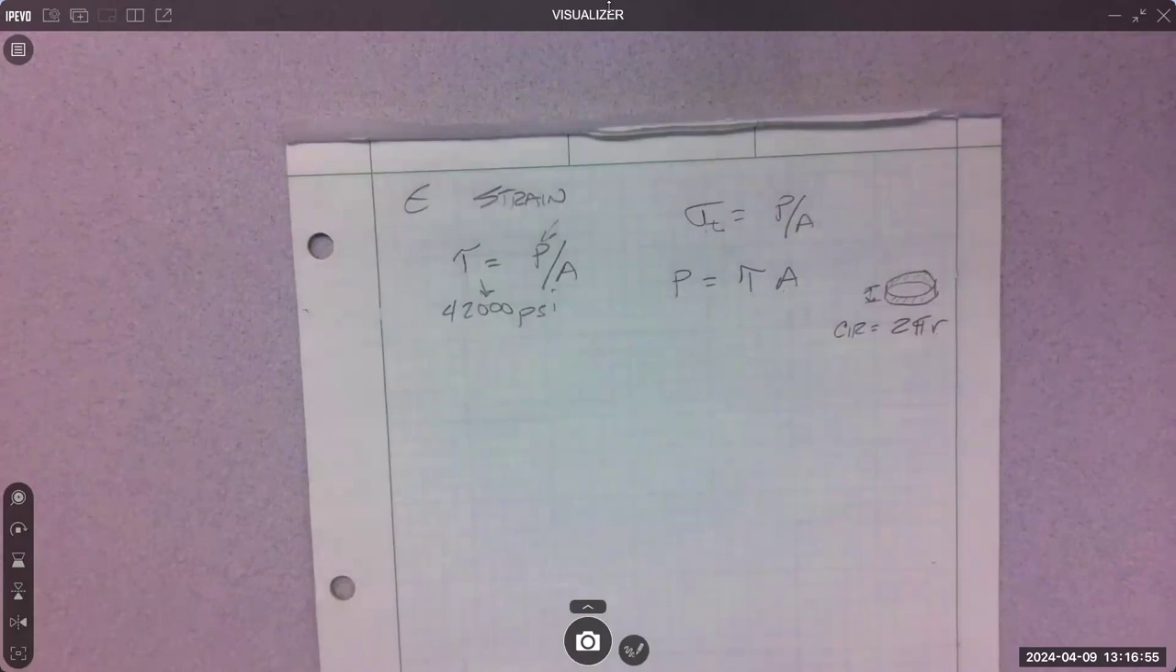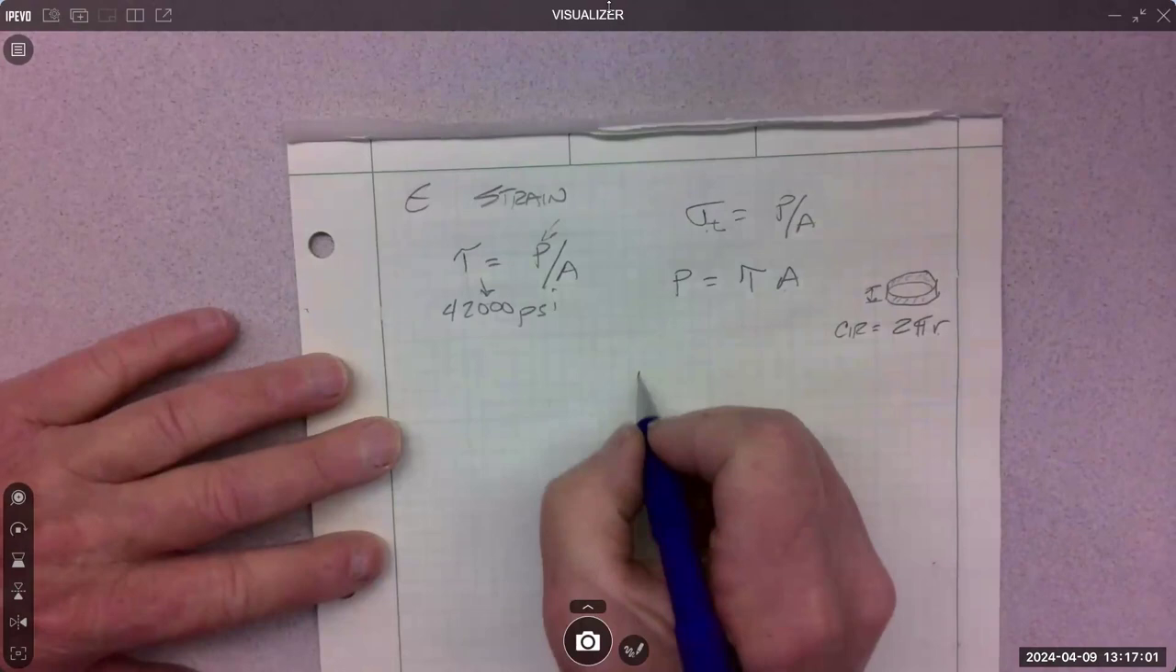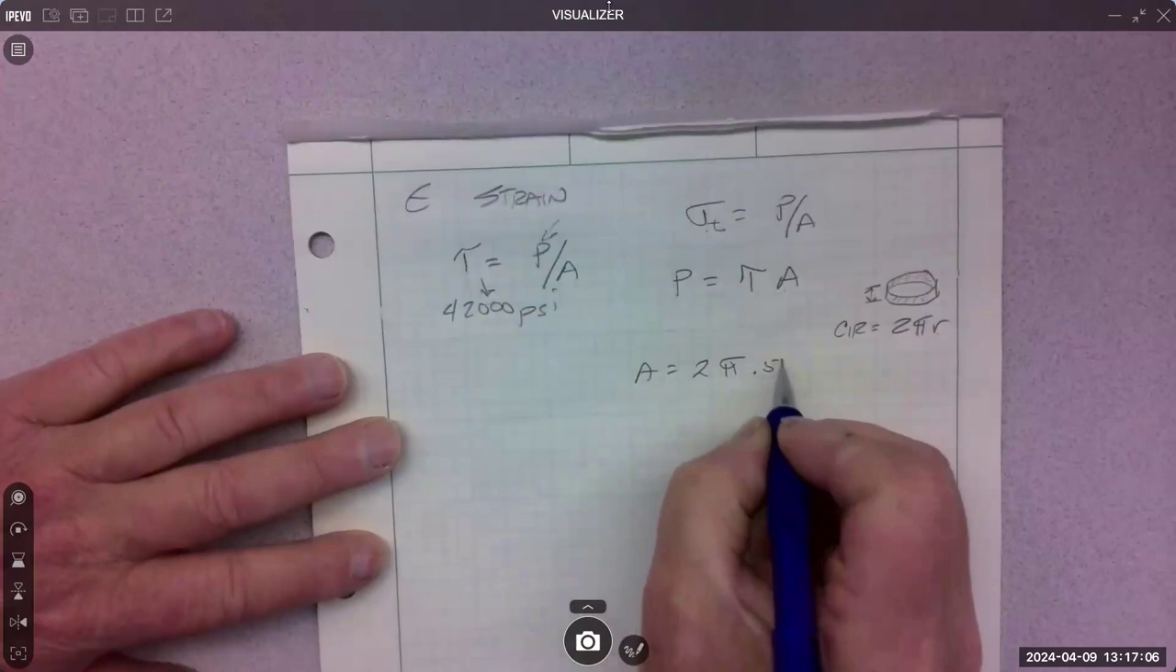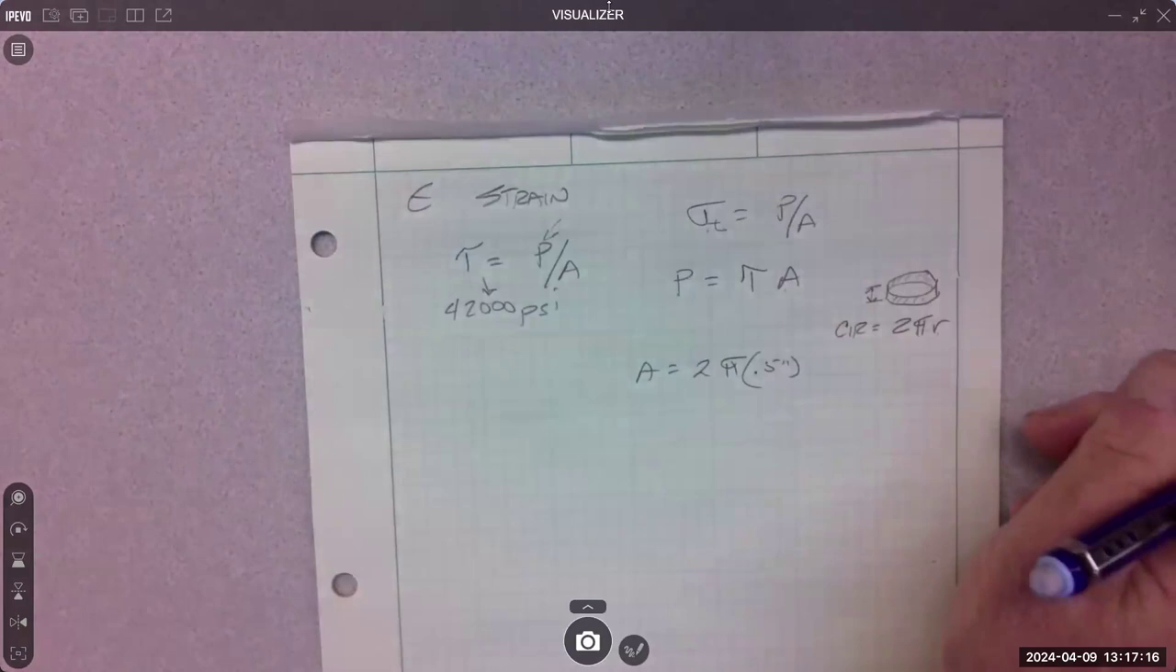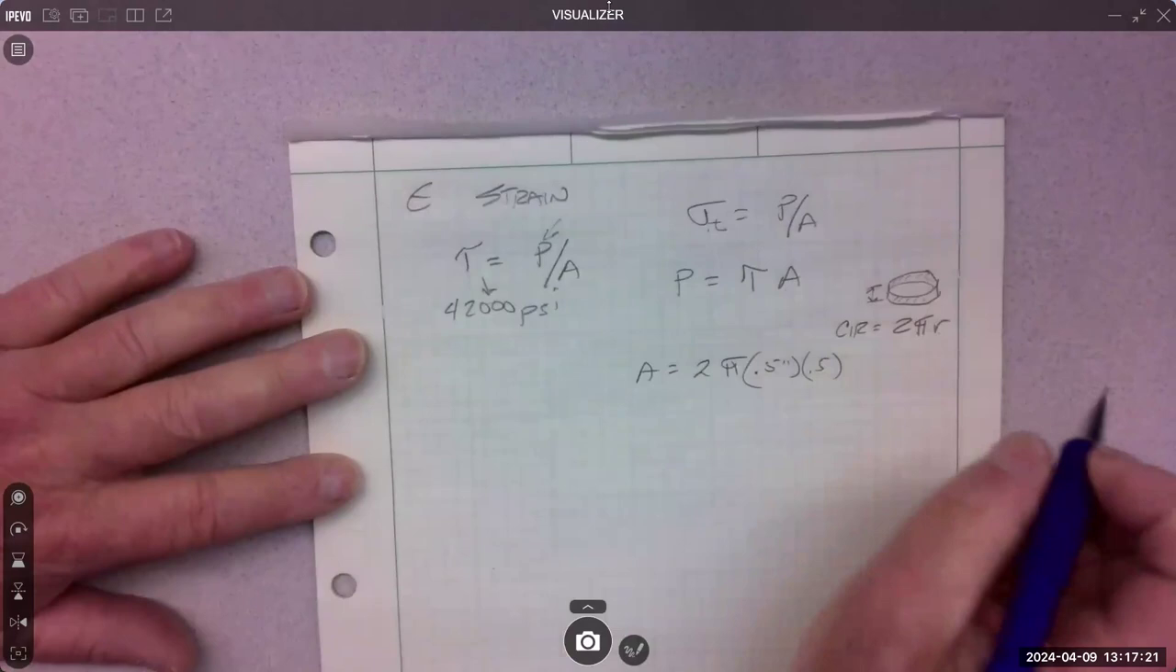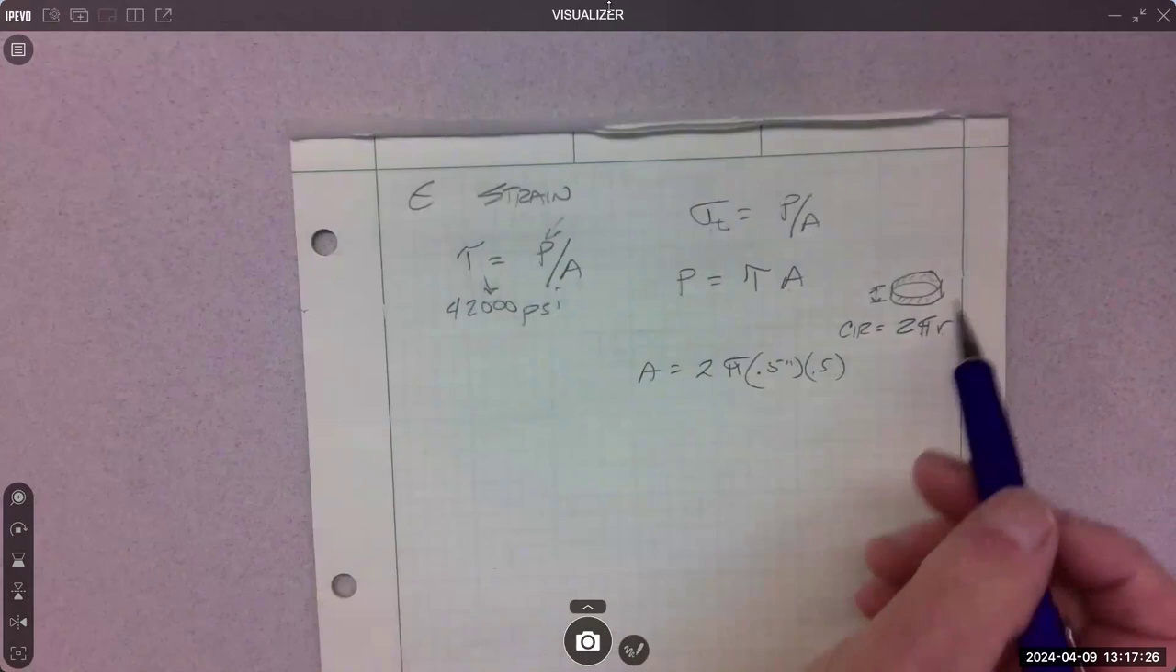So the area in this problem is going to be 2 pi times 0.5 inches, and that's the circumference. And what was the thickness? How thick is our boilerplate? Half inch thick, 0.5. So that's the area. It has to be sheared off, this ring.